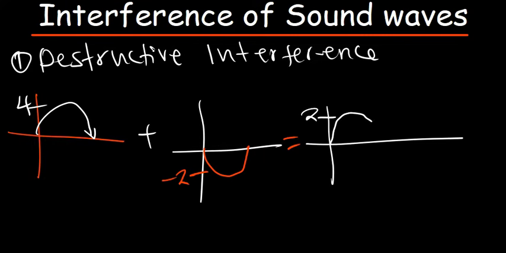So destructive interference has happened. This wave is going to be destroyed by the first wave. So that's the basic idea behind destructive interference. It is very, very important for us to understand this.